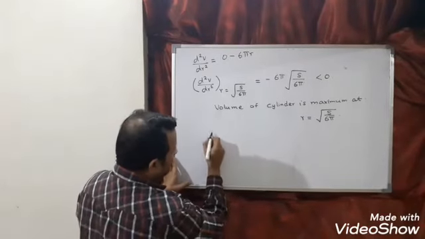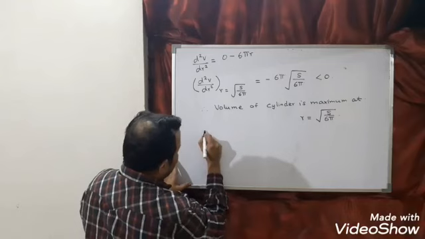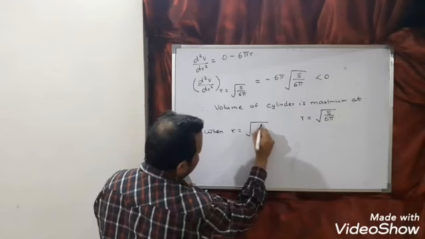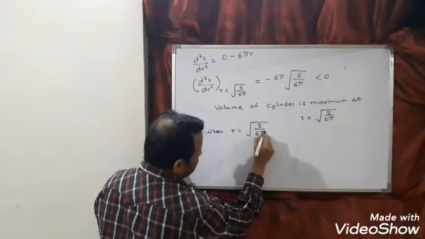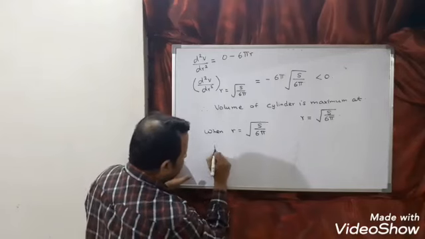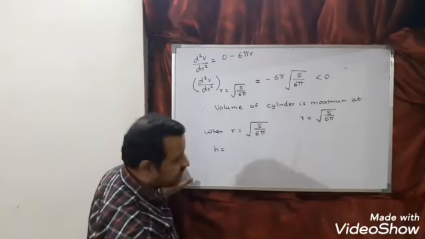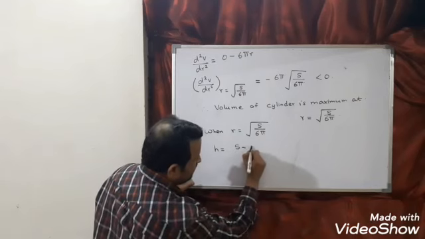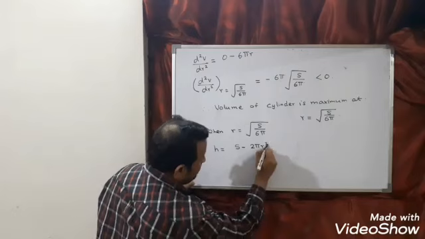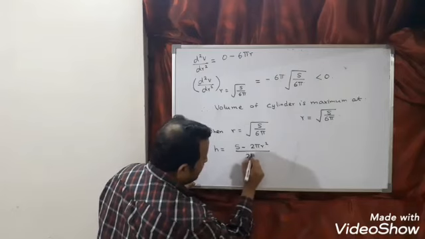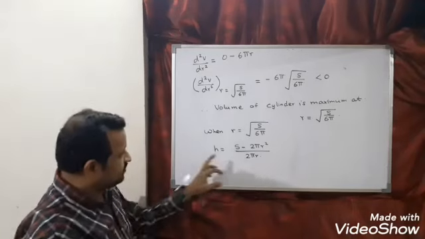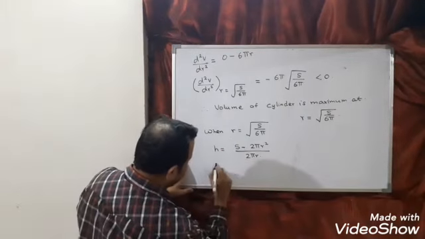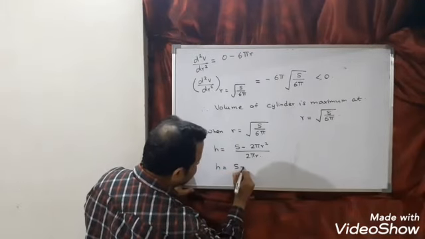So when r is equal to square root of s divided by 6 pi, tell me what is h? What is the formula to find h? I think it is s minus 2 pi r square divided by 2 pi r, since s is equal to 2 pi r square plus 2 pi r h. Now put the value in this. So h is equal to s minus 2 pi, right?